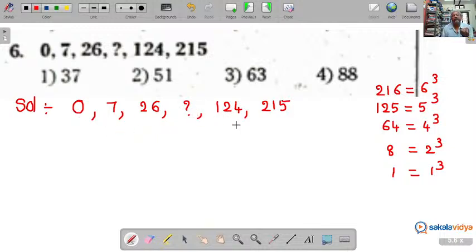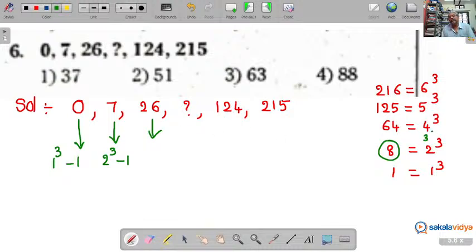also the missing number, 124, 215? Why not? We can write it. How do we write? This 0 can be written as 1 cube minus 1. How do you get 0? Just imagine, 1 cube is 1, 1 minus 1 is 0 only. 7 can be obtained from 8, so that is 2 cube minus 1. So this is nothing but 3 cube.